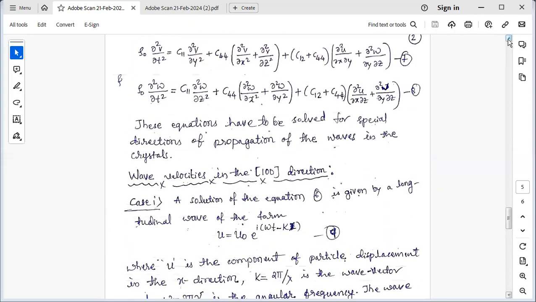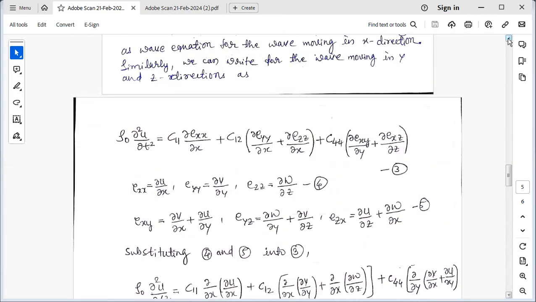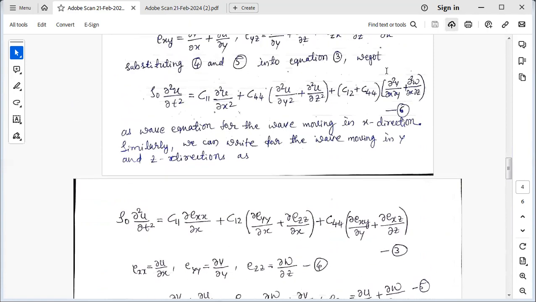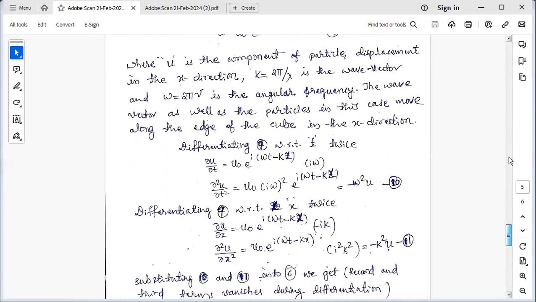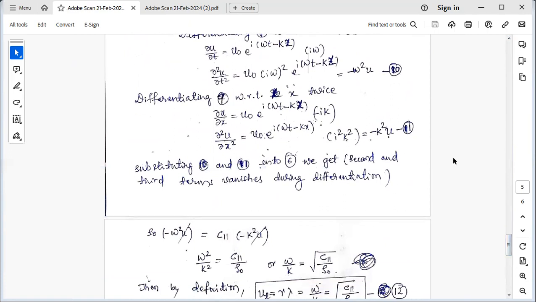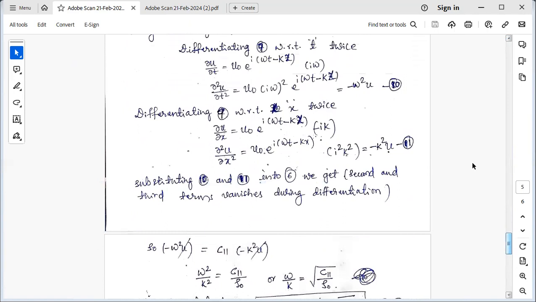Equation 6 is the earlier equation. In this equation, we have to substitute those two, equations 10 and 11. So rho naught into dou square u by dou t square is there, and its value according to equation 10 is minus omega square u.